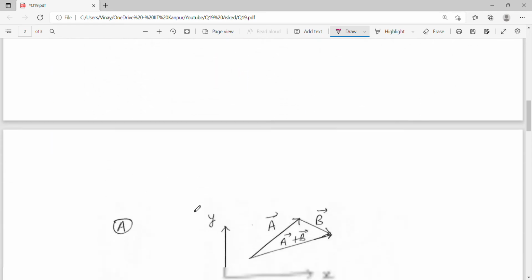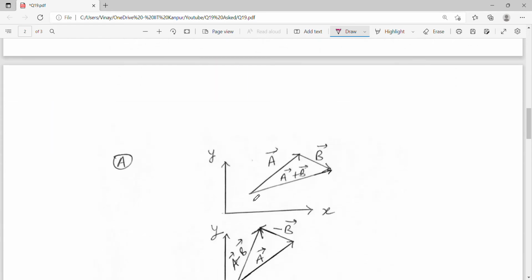Here it makes much sense, right? This is your A plus B, this one. Now you have to find X component and Y component. So X component would be in what direction? This would be X component, right? And what would be Y component? This. X and Y component of what? A vector plus B vector. So both are positive, right? X, this is positive and this is positive.